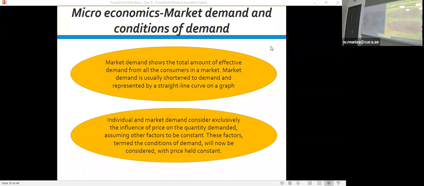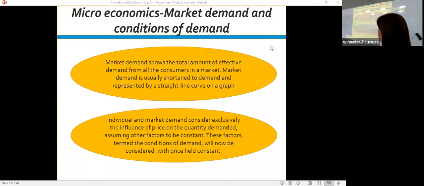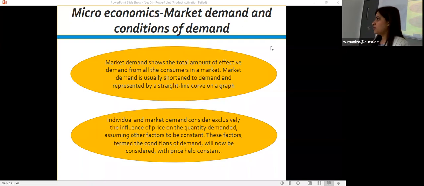Let's have a look. Market demand shows the total amount of effective demand from all the consumers in the market. Market demand is usually shortened to demand and represented by a straight line curve on a graph, as we have seen. Individual and market demand consider exclusively the influence of price on the quantity demanded, assuming other factors to be constant. These factors, termed the conditions of demand, will now be considered with price held constant. So now we are going to consider that if price is constant and there is a change in the other variables, what is going to be the effect on the demand? So now we are going to assume the price to be constant.